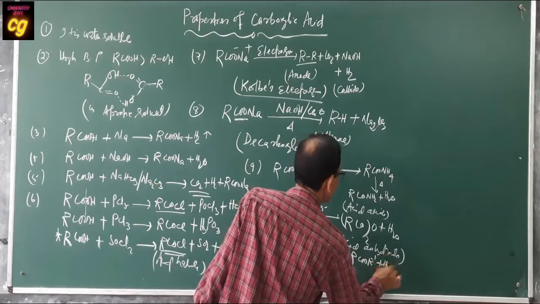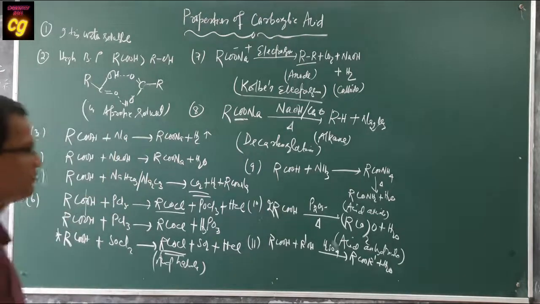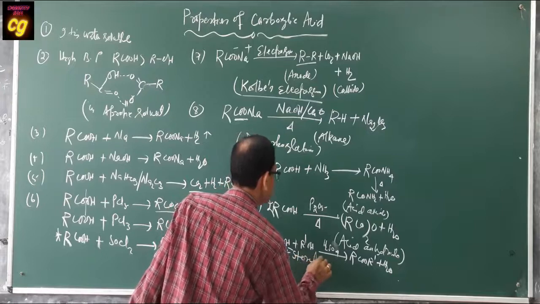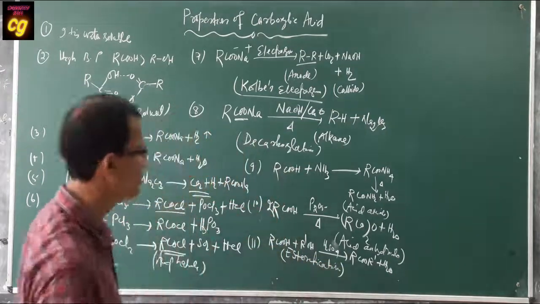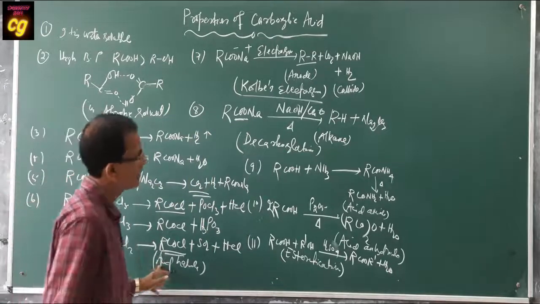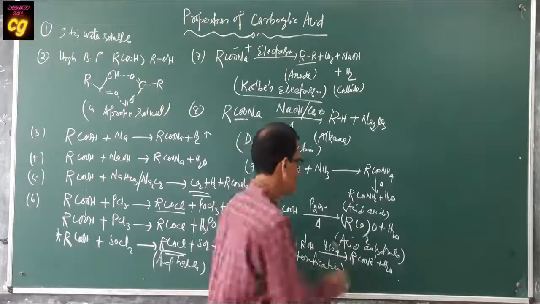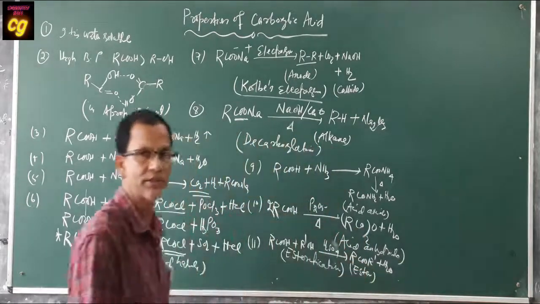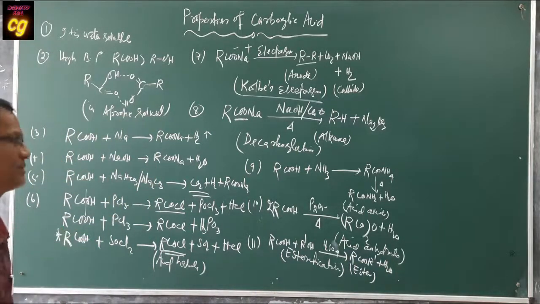plus water. This reaction is called what? Esterification. So acid halide, acid amide, acid anhydride, ester, these are derivatives of carboxylic acids. So they can be prepared from acids.